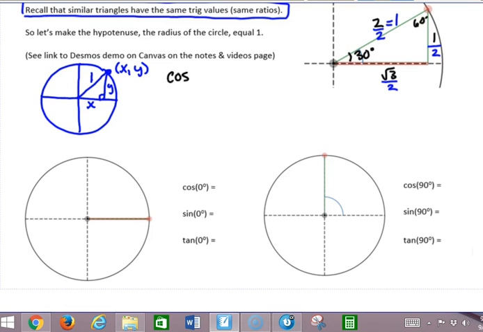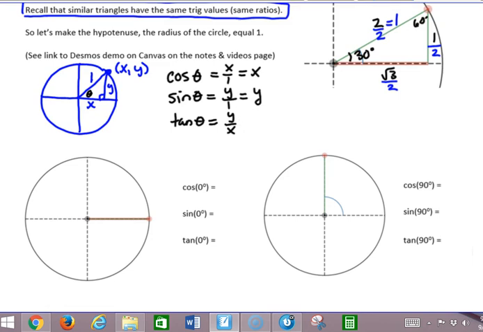Because if I want to find cosine, so here's my angle theta, if I want to find cosine of theta, that's x over 1, which is just x. If I want to find sine of theta, that's y over 1, which is just y. And if I want to find tangent of theta, opposite over adjacent, that's y over x. So that means that the coordinates of this point on the circle actually tell me the cosine and the sine values. So the cosine value is this x value here, and the sine value is just that y value there.